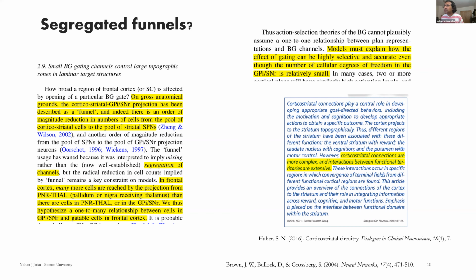Right. So they hypothesize a one-to-many relationship between cells in GPI SNR and gateable cells in frontal cortex. This is what I was saying: there's a fan in coming into striatum, then there's another fan in, and then basically you go to thalamus, and then there's a fan out going up to cortex. So how does that work in terms of specificity?